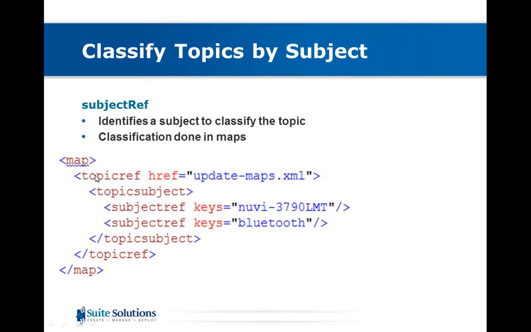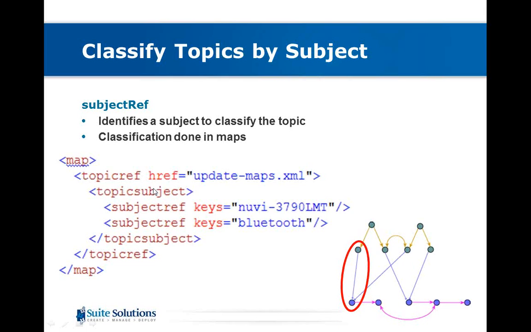So here in the map, we have a topic ref. Those are what everyone's used to, right? A topic ref is a link to a topic. And then you can basically classify that topic by using a topic subject. So here I'm saying this topic called update maps is related to a certain product and a certain feature and whatever else it might be related to. Okay, as we see, the blue lines show how these green subjects are connected to the topics themselves.